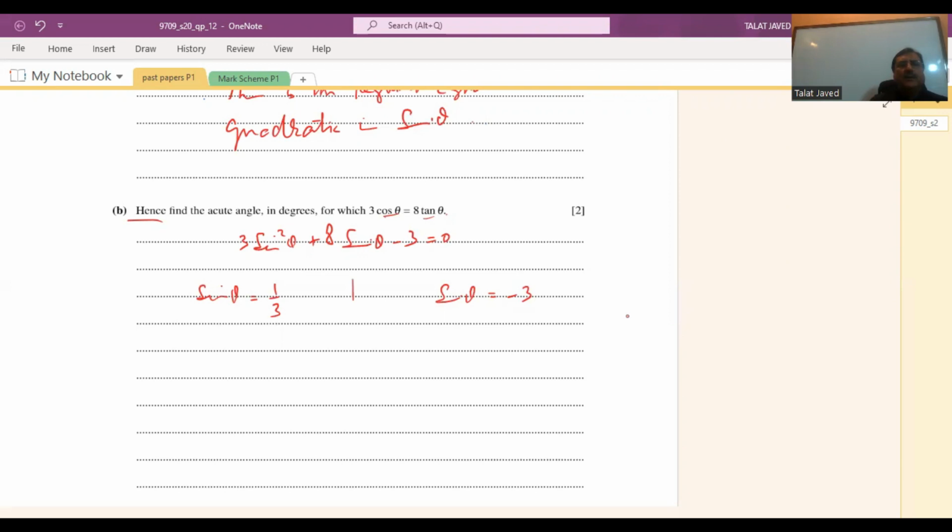So from here we get sine theta is positive in the first and second quadrant, but the question is to find only the acute angle. So it's an acute angle when we take the sine inverse of 1 by 3. So its acute angle will be theta equal to 19.5 degrees.